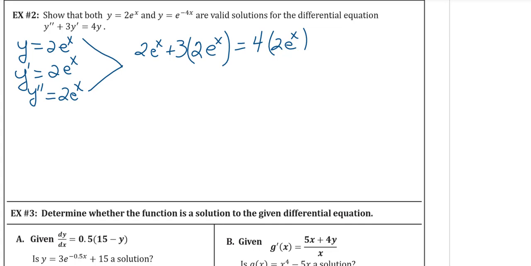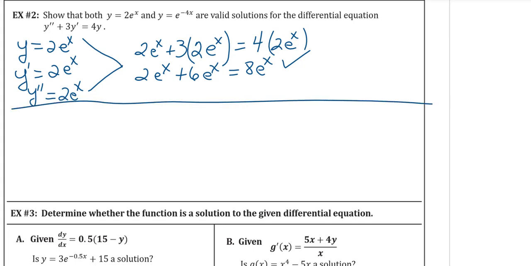So we're just going to simplify this. We get 2e^x plus 6e^x. We want to know, is that equal to 8e^x? And you can see that it is. So this is definitely a solution to that differential equation.